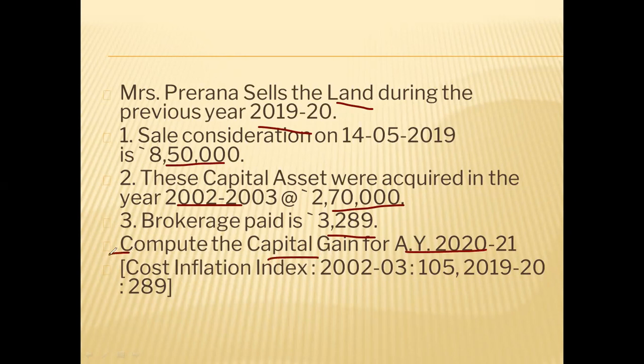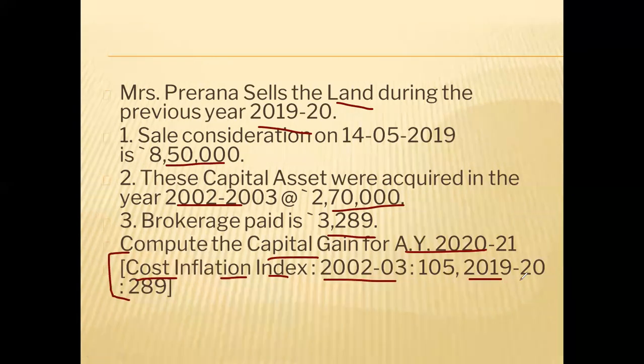Here in note C, one detail is given: cost inflation index for year 2002-3 and 19-20. In 2002-3, cost inflation index is 105, and in 19-20 it is 289. What is the meaning of this? Let us understand.